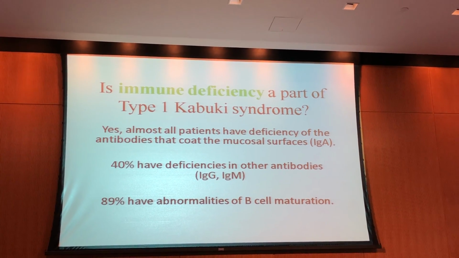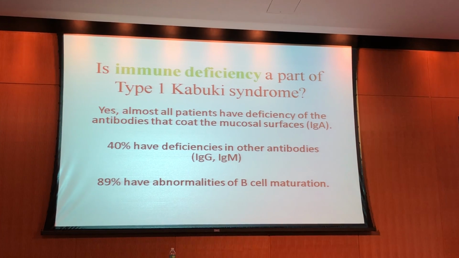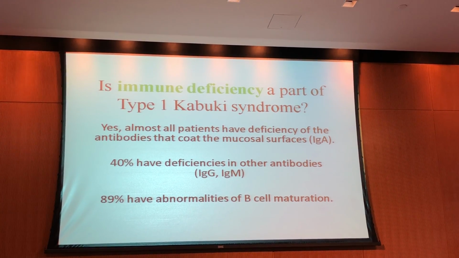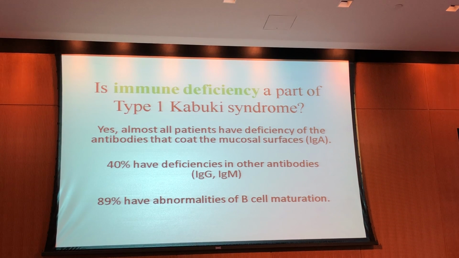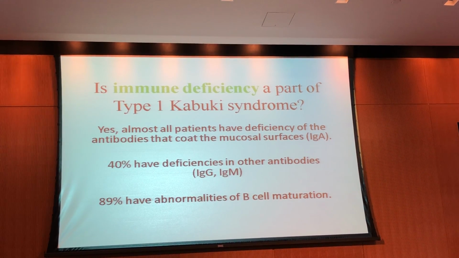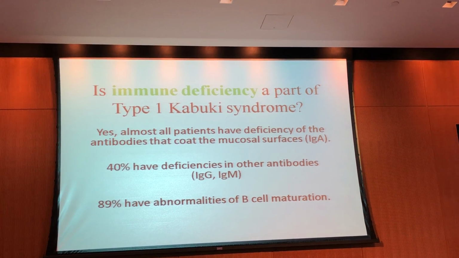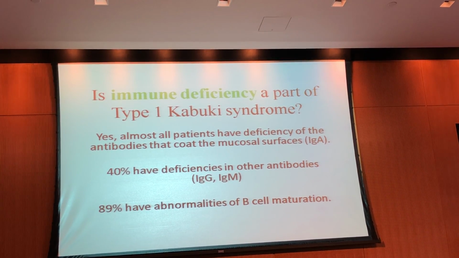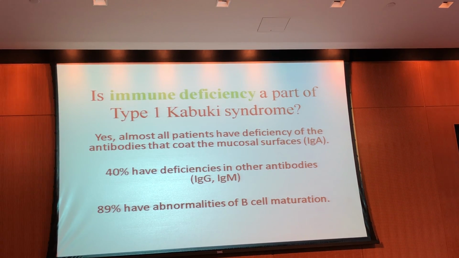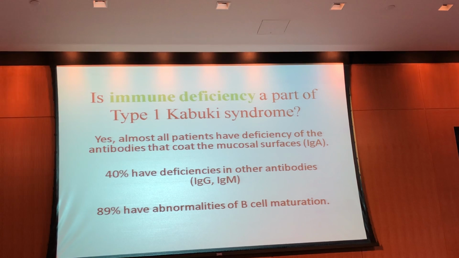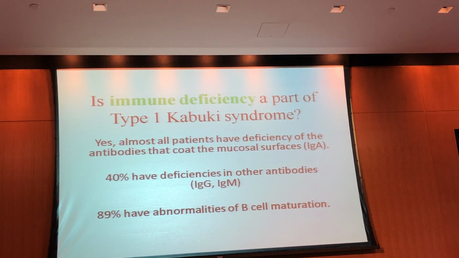So the question I frequently get is the most important one, which is is immune deficiency part of type 1 Kabuki syndrome? And my talk will be focused on type 1 today because that's where we have the most data on this particular aspect of the syndrome. And so yes, almost all patients with type 1 Kabuki syndrome have IgA deficiency. This is actually the most common immune deficiency found in humans, with about 1 in 200 patients, just non-Kabuki people, having low levels of IgA.